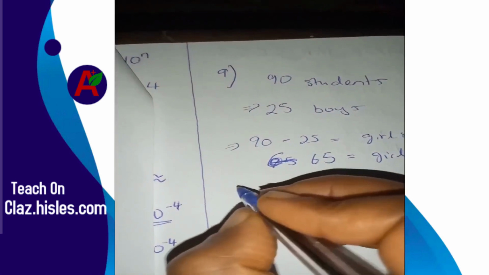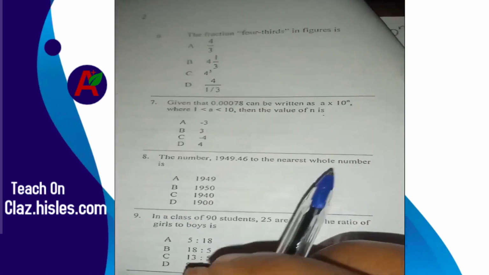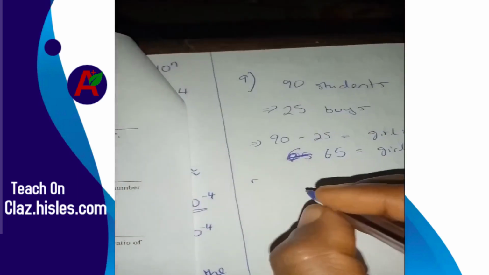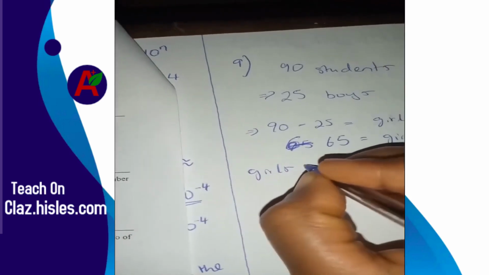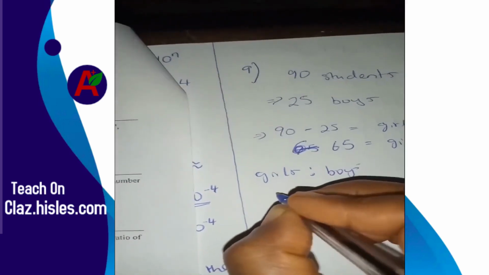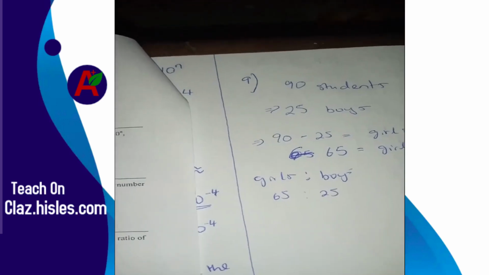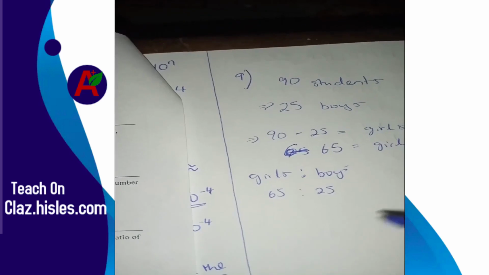So what is the ratio of boys to girls? Of girls to boys, sorry. We need to find the ratio of girls to boys. How many girls do we have? 65 girls, and we have 25 boys. So our ratio is definitely 65 is to 25, but we can simplify this further.